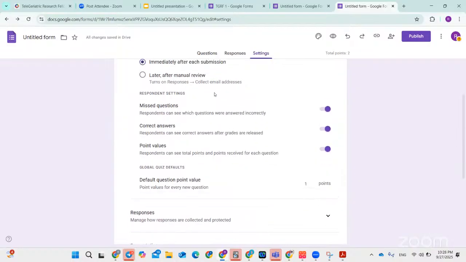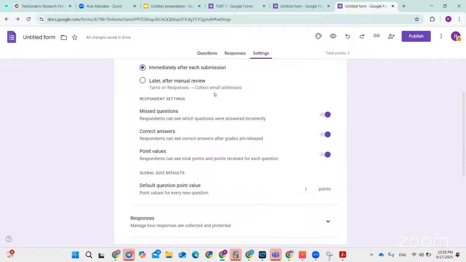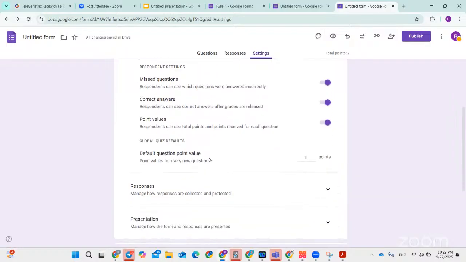Or if it has more short answer questions that you want to go back to and make sure whether they are right or wrong, you can decide to release results later, after manual review. And you can choose the default question point. It can be one, it can be more.